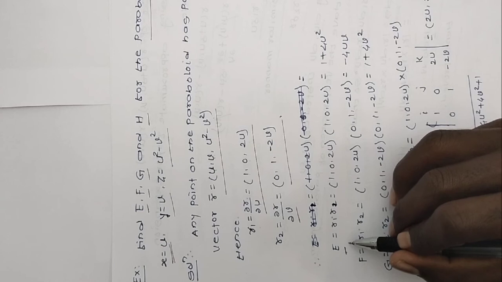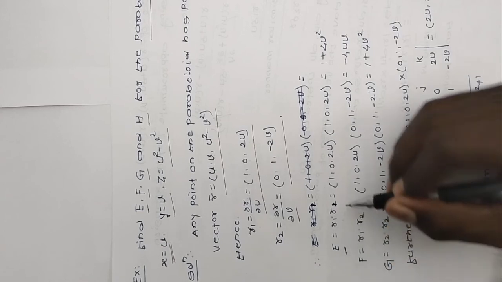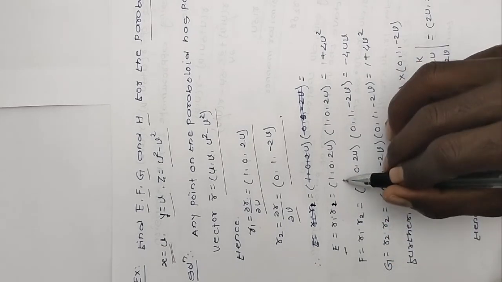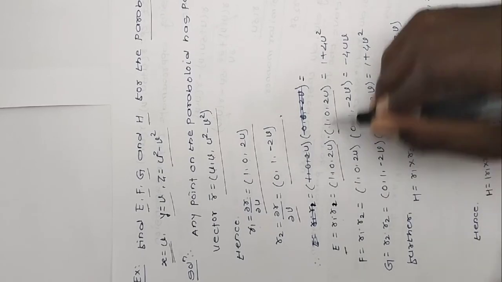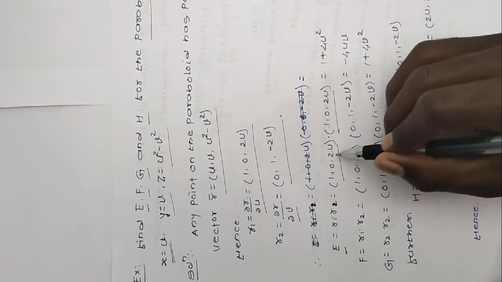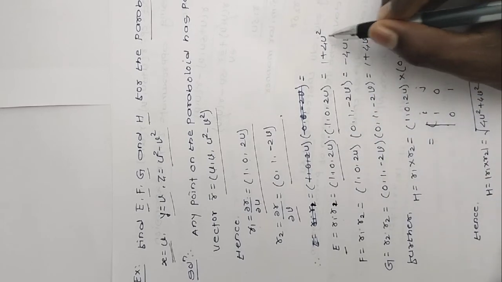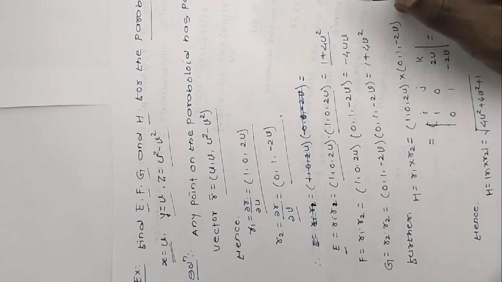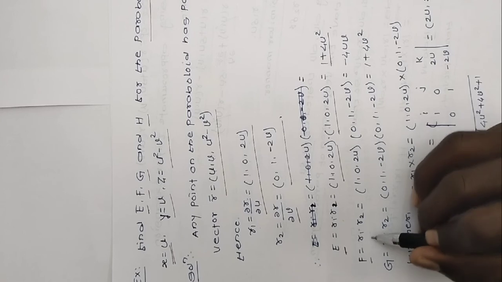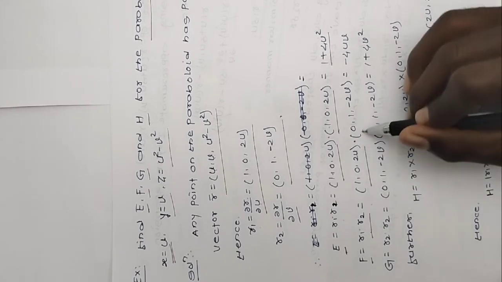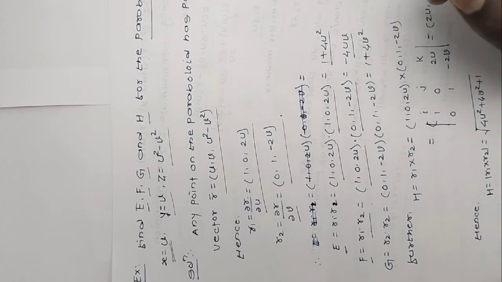The value of capital E is r1 dot product with r1. So 1 into 1 is 1, 0 into 0 is 0, and 2u into 2u is 4u square. This is the value of capital E, the first fundamental coefficient. Then find capital F. r1 dot product with r2 is equal to minus 4uv.